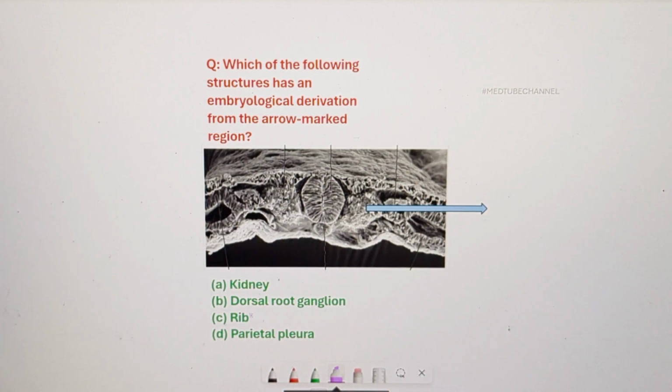Option C, rib. The para-axial mesoderm forms the vertebrae and the ribs. Option D, parietal pleura. The parietal pleura is derived from the dorsal parietal lateral plate mesoderm. Therefore, the arrow marked region, the para-axial mesoderm, forms the vertebrae and ribs. So, the correct answer is option C, rib.